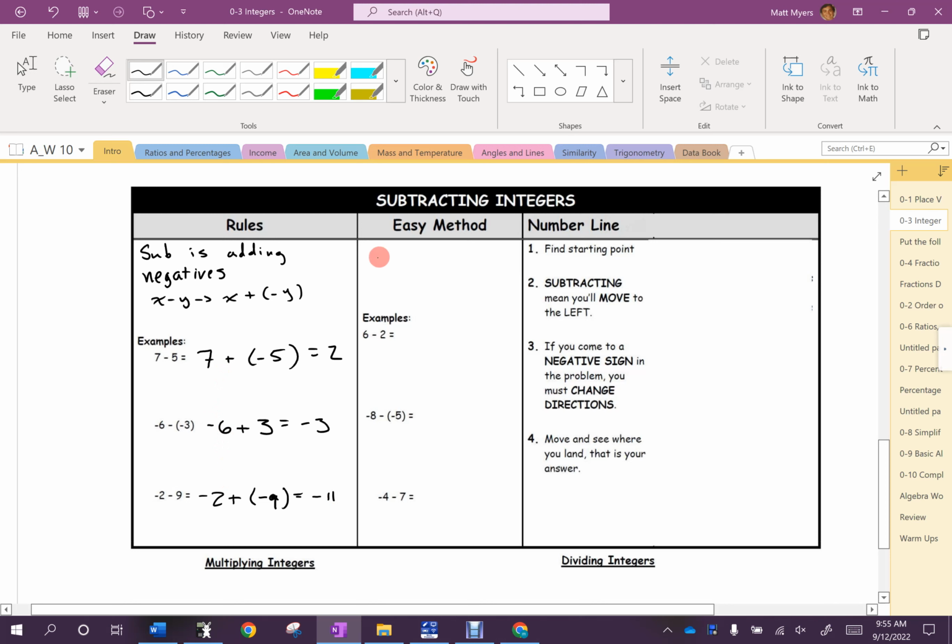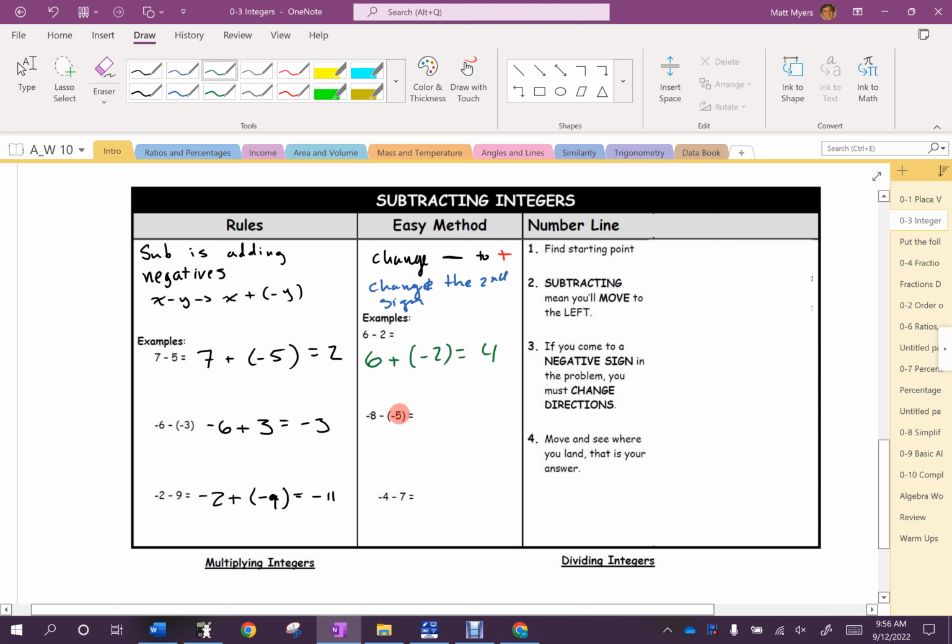Okay? What we do is we change minus to plus, and we change the second sign. So this 6 minus 2 becomes 6, change the minus sign to a positive sign, and change that to negative 2. And this one's easy because it's 6 minus 2, so we know it's 4. Right? These are the ones that cause kids problems.